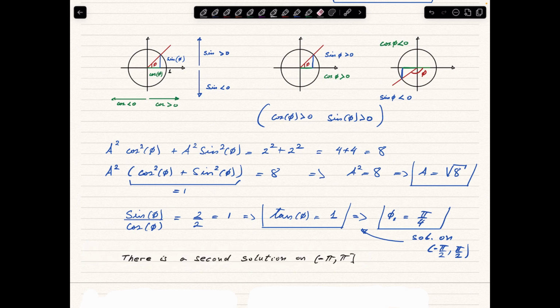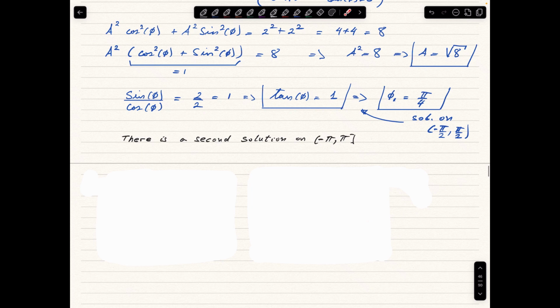But in our problem, we work on a different, larger interval, and in this larger interval than the interval of the calculator, there is a second solution to this equation. So there are two solutions, and we need to figure out which one is our solution. So to understand that, let's go back to the unit circle.